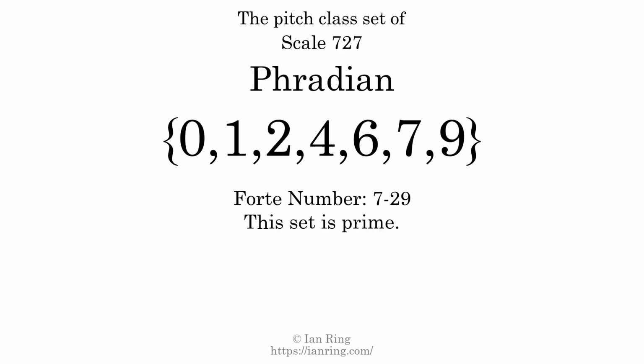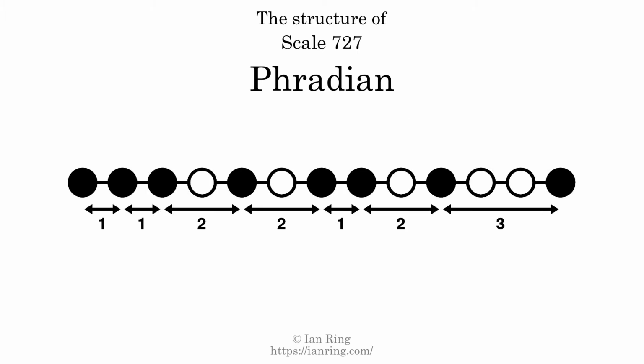The pitch class set for this scale is 0, 1, 2, 4, 6, 7, 9. The forte class is 729. This set is prime. The structure of a scale is a description of the interval distance between each successive tone. This scale has a structure of 1 1 2 2 1 2 3.